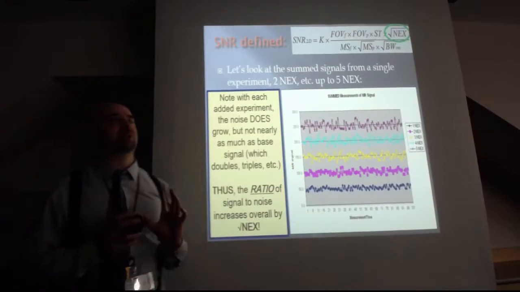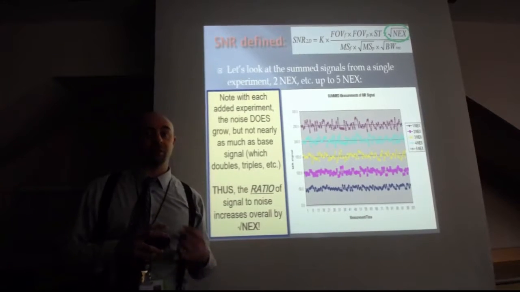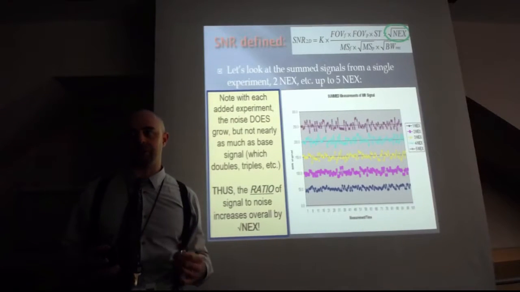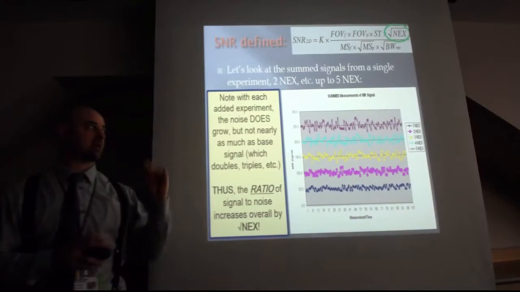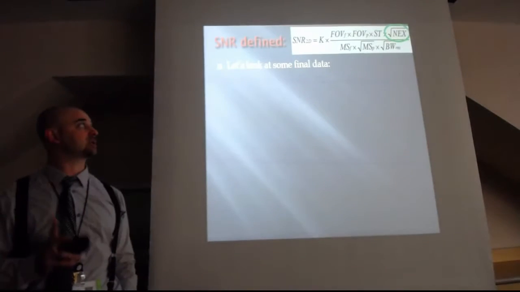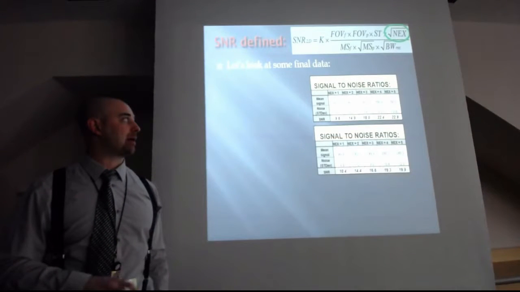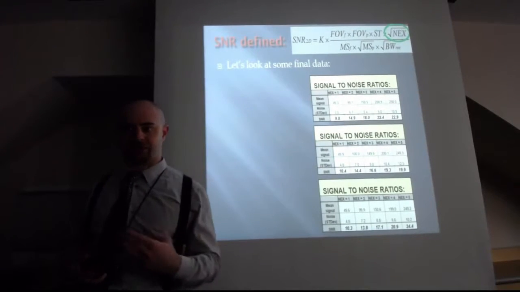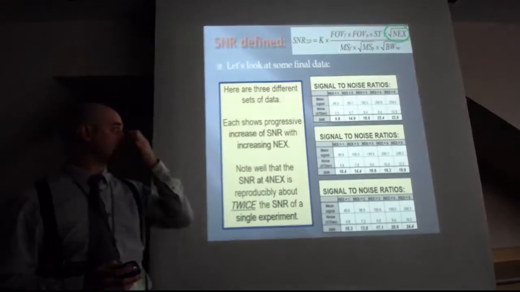So the point is that the ratio of signal to noise is going to be increasing because the rate that signal is increasing way outstrips the rate that noise is increasing. So let's look at that. Here's some final data. I repeated the 5 experiments 3 different times, tabulated the results, and there's some things that we should look at here.